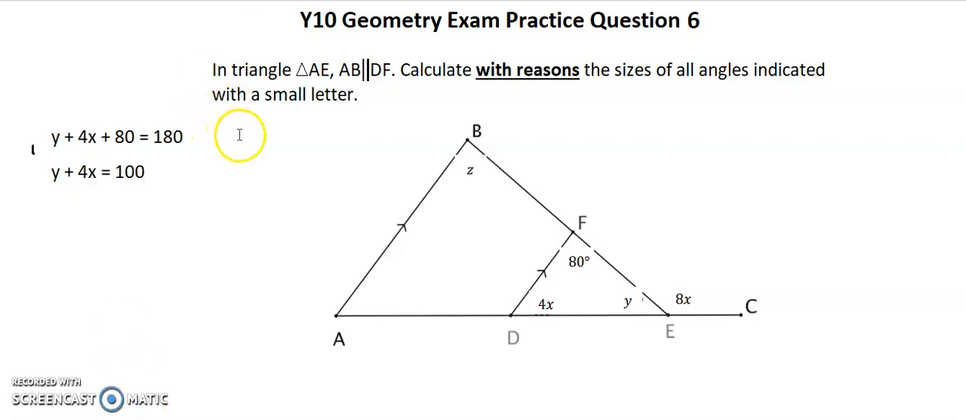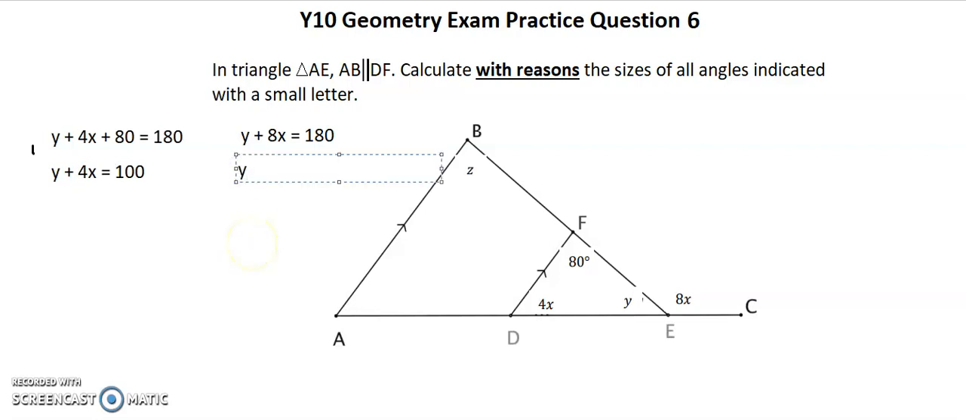I can also see another relationship over here, which is a supplementary angle. A supplementary angle means that we have two angles, y plus 8x, and it adds up to 180 degrees. So now we've got two equations. We are able to use them to assist us and use our understanding of simultaneous equations.